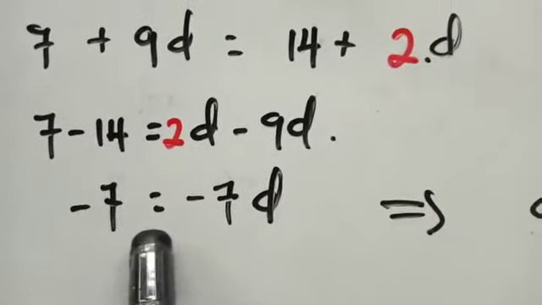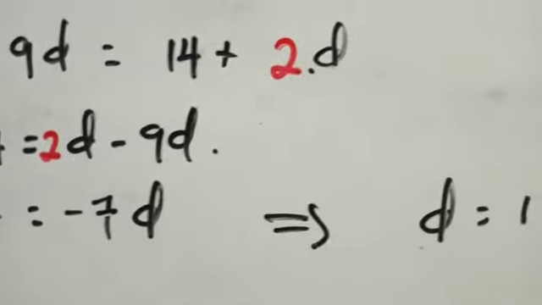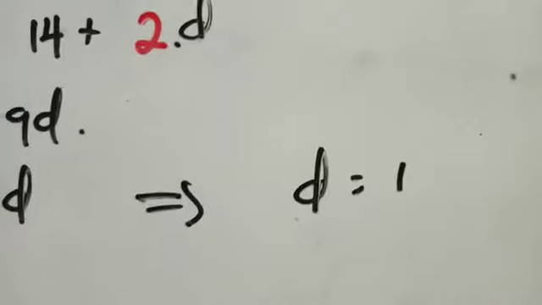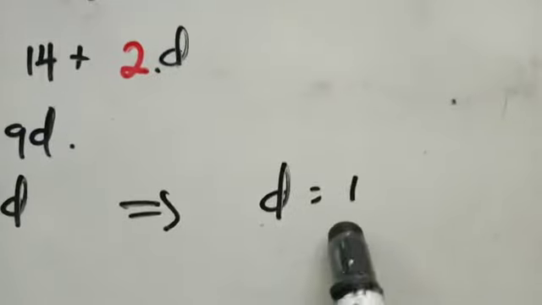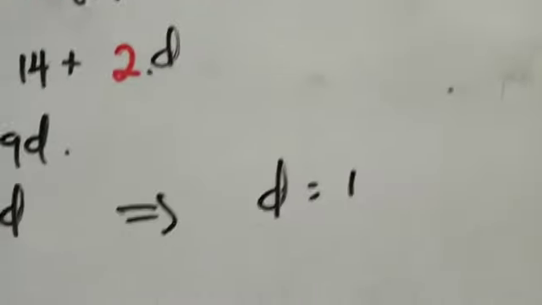So you group the like terms and arrange everything. You should arrive at negative 7 equal to negative 7d here. So we divide both sides by negative 7, and that gives me d equal to 1, right? Now that we have d to be 1, and the first term to be a here, we are free to go. We can find our 19th term.